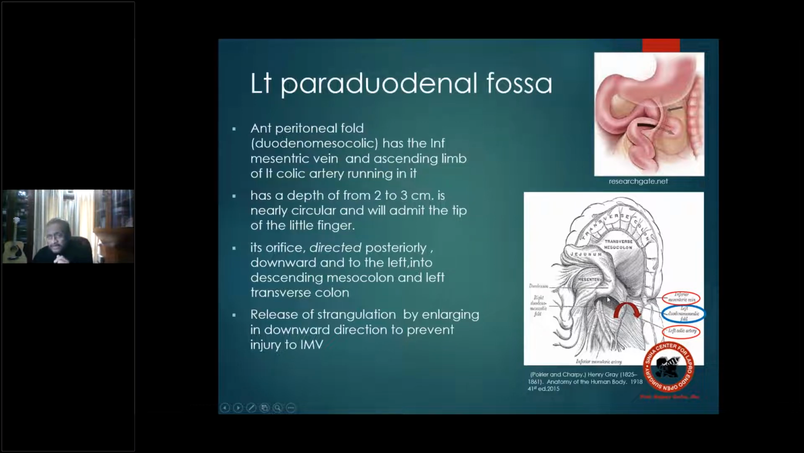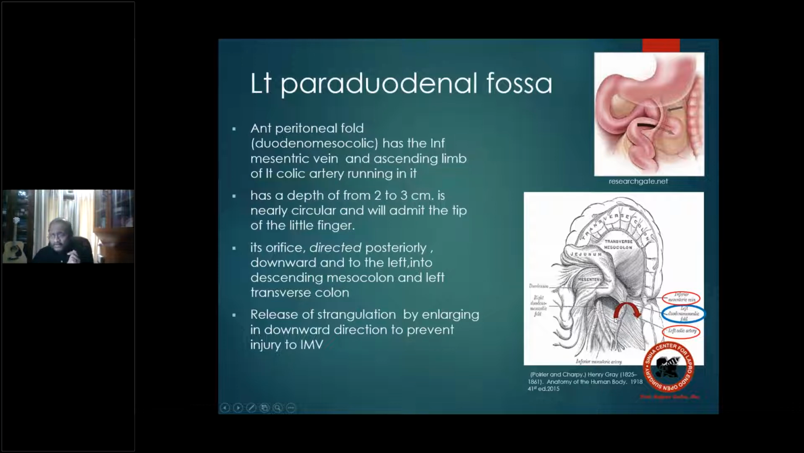And if you're not careful and you cut, what is going to happen? You're either going to cut the left colic artery along with the free fold, or you're going to cut the inferior mesenteric vein. And that is the important point that has to be remembered whenever you're trying to relieve an obstruction in the left paraduodenal fossa. The depth is again the same, about 2 to 3 centimeters, as in other paraduodenal fossae, nearly circular. It admits the tip of a little index finger, right?